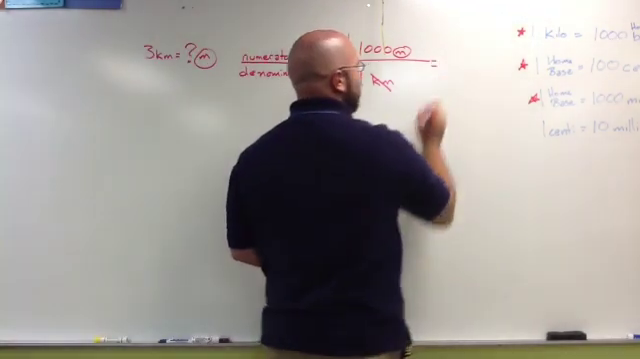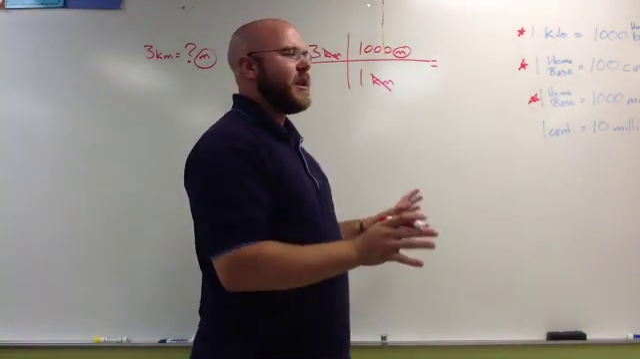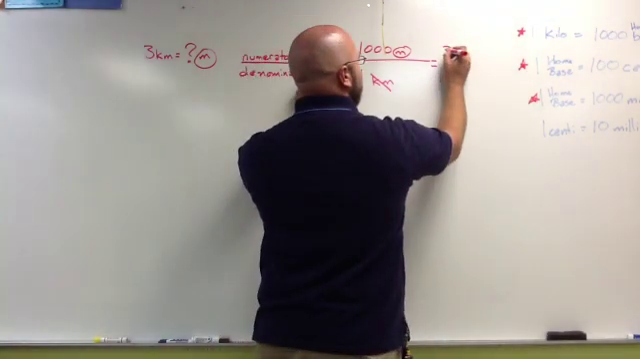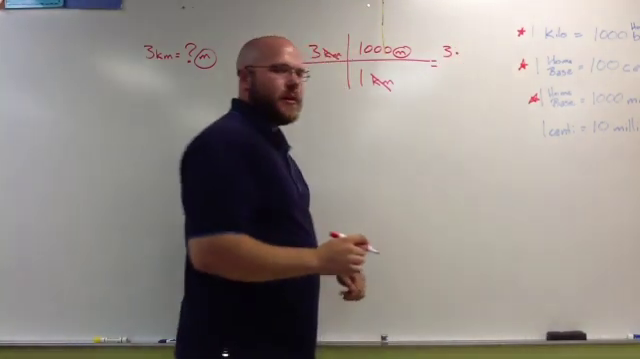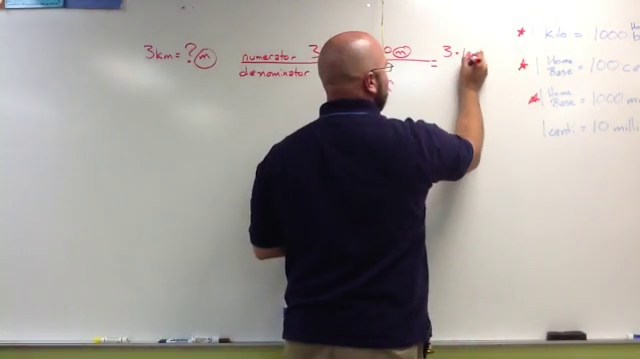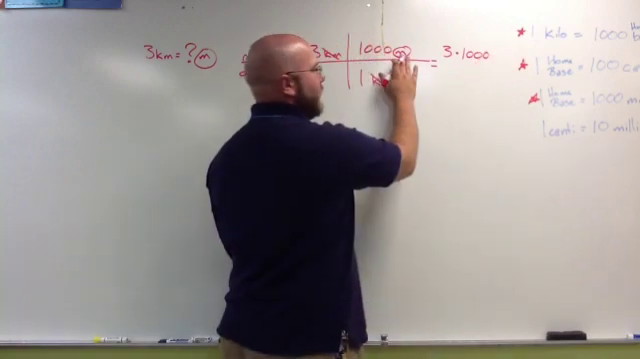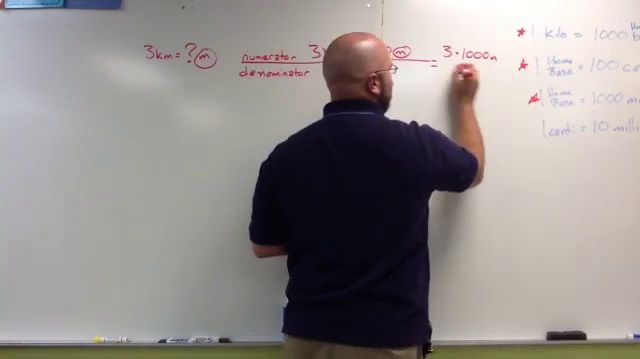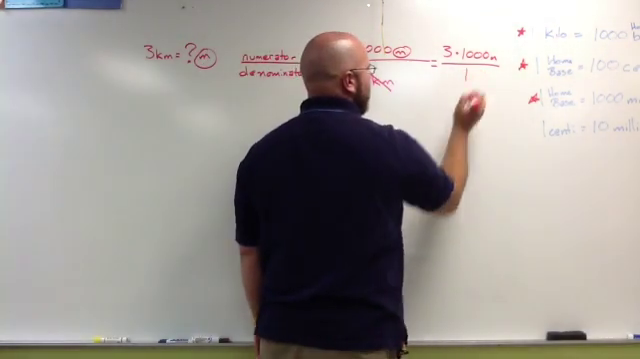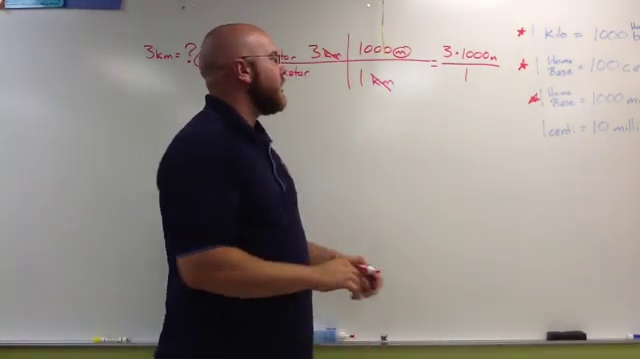So now I'm going to rewrite the problem so that I know exactly what I'm working with. So I've got 3, I'll move that over here. And everything that's on top, you're going to multiply by each other. So I've got 3 times 1,000. And I don't want to forget my unit of a meter. And then how many is on the bottom? That's just 1. And there's no unit with that, so it's okay.